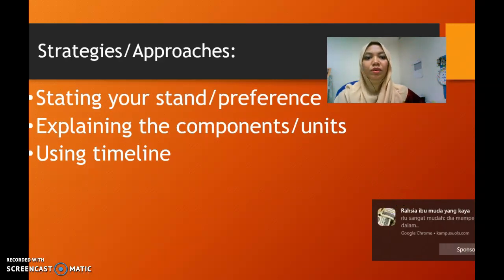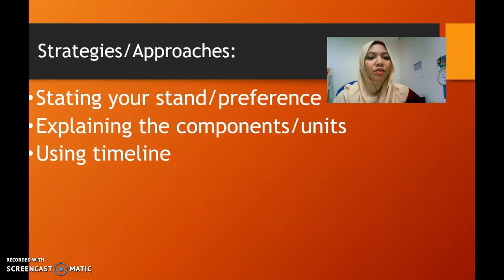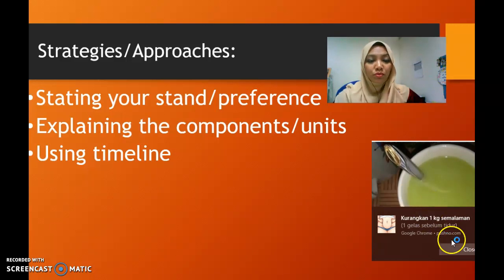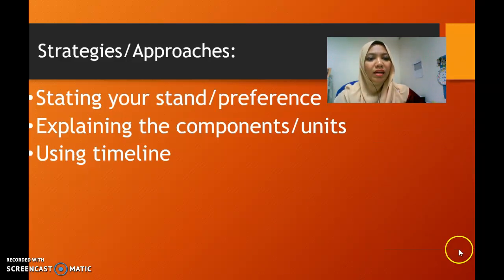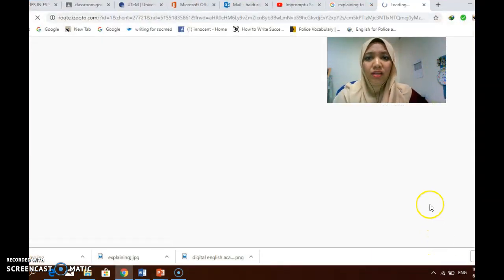Now since you are going to prepare within 2 to 3 minutes, it's good to know what the strategies or the approaches are that can help you with whatever topic is given to you.